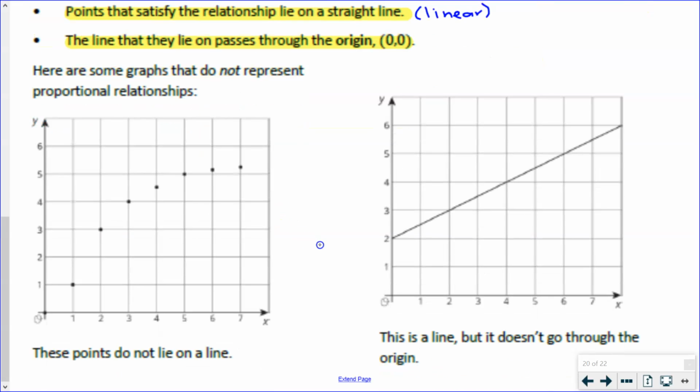Here are some relationships that do not represent proportional relationships. This one doesn't represent a proportional relationship because these points do not lie on a line. I cannot draw a single straight line that will connect all of those points. So this one is non-proportional. This one is not proportional. Although it's linear, does it go through the origin? So yes, it's a line, but it doesn't go through the origin.